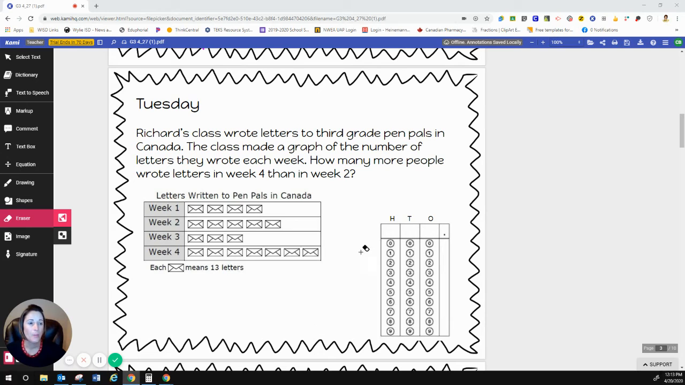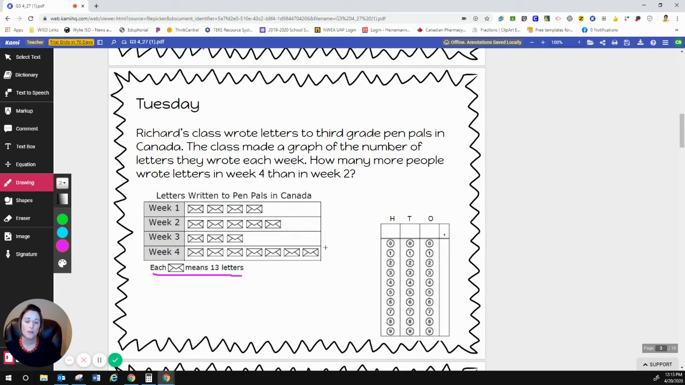All right, so let's check out our pictograph and think about what do we know. Well, looking here, we've got our key, and it says that each envelope represents 13 letters. Okay, so when I look here, this isn't really just 1, it's actually 13. All right, and I want to compare week 4 and week 2. So look at week 2 and look at week 4.